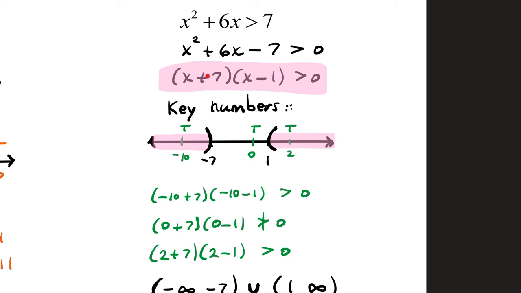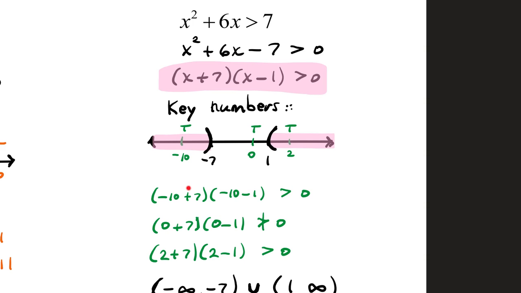The first factor is 0 when x equals negative 7. That's a key number. The second factor, x minus 1, is 0 when x equals positive 1. That's the other key number. Picking test numbers between the key numbers and outside, we randomly picked a negative 10. You guys asked me to use this third line, so we plug a negative 10 in for x.